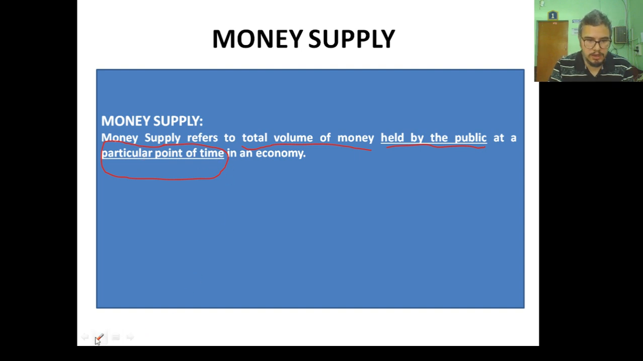So here money supply simply means the total amount of money that is in circulation. Total amount of money which is held by the public, either in the form of cash or in the form of deposits with the bank, which we will discuss later in detail, at a particular point of time.